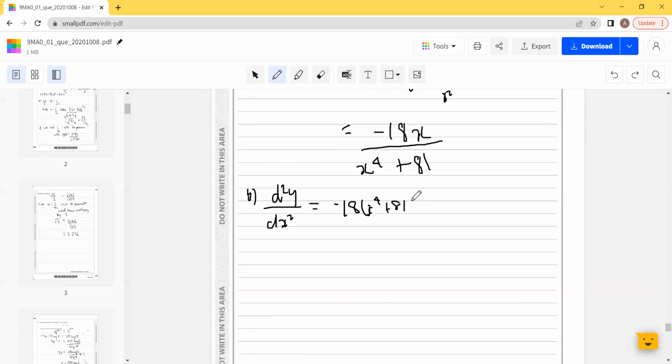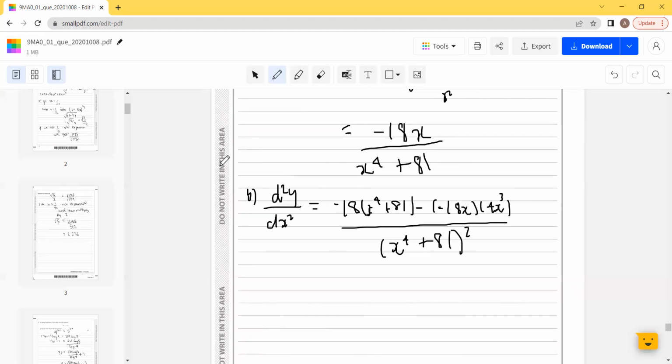Okay, minus 18x times 4x cubed, over x to the 4th power plus 81, the whole thing squared.